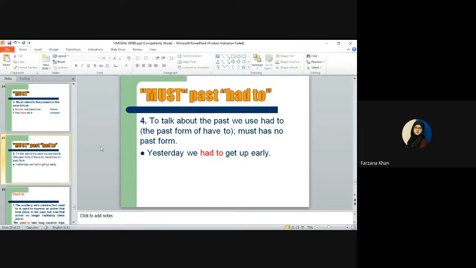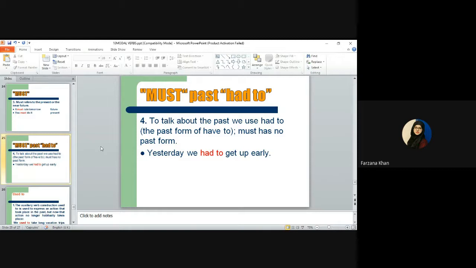Another important point, which is very important to make clear: what is the past of must? As you earlier learned in this lecture, can is used to show possibility in the present, but could is used to show the possibility in the past, right? So could is the past form of can. Similarly, might is the past form of may, right? Would is the past form of will, and should is the past form of shall, right?